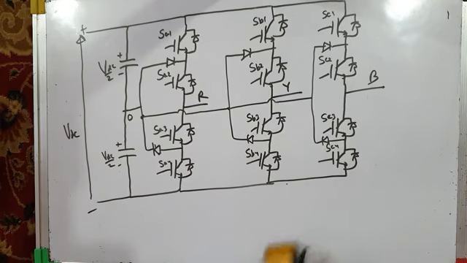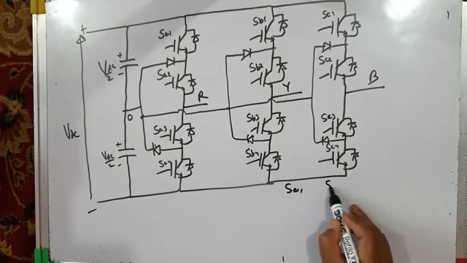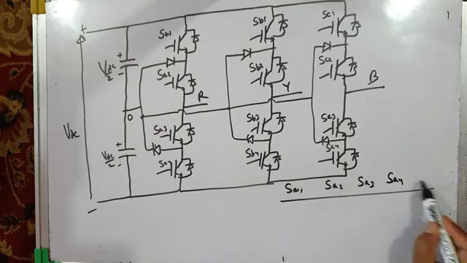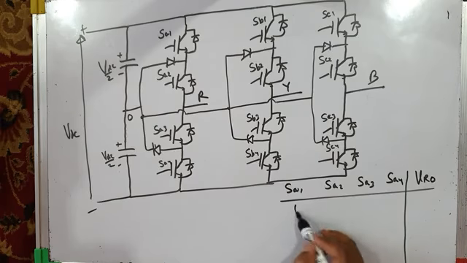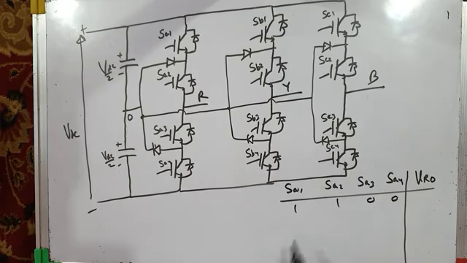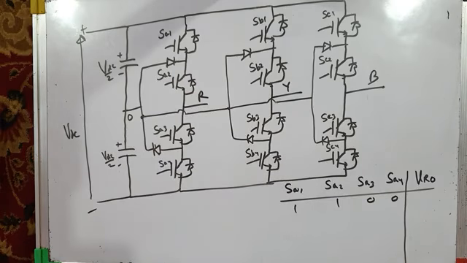Let us call these switches SA1, SA2, SA3, SA4. Okay, we will see their status, and we would like to know what will be the pole voltage VRO. Right, the switching sequence may be like this: 1 1 0 0. 1 means switch is on and 0 means switch is off. So SA1 has a status of 1, that means a gating pulse is available at its gate terminal and it is on. SA2 also has a status of 1, it is also on. Whereas SA3 and SA4 have a status of 0, so they are off because their gate pulse at their gate terminals is low.